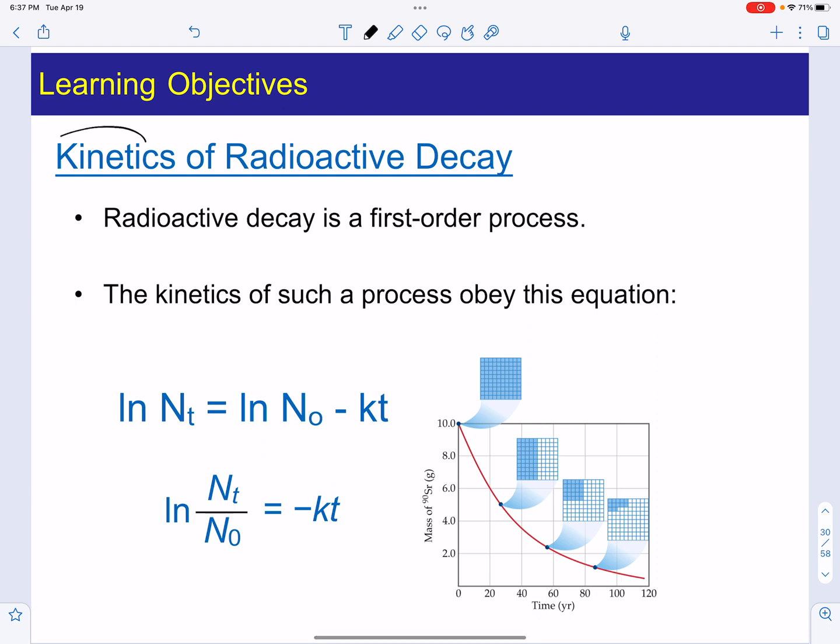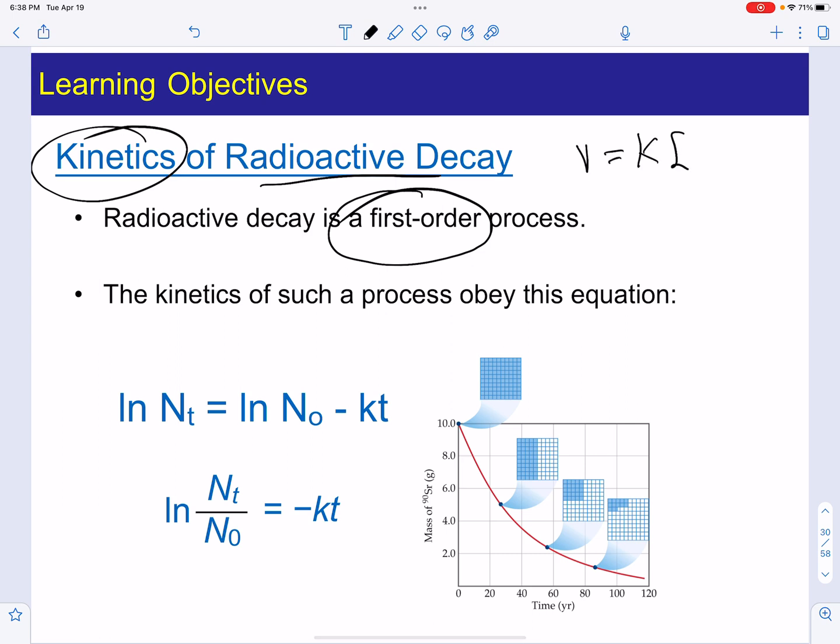So talking about the kinetics of radioactive decay, the first thing that you have to put on your mind is that all of them are going to be first order. So rate equals k times the concentration, or whatever we're measuring, to the first, right? And if this is first order, then your half-life is going to be 0.693 divided by k. Let's double check that number later.